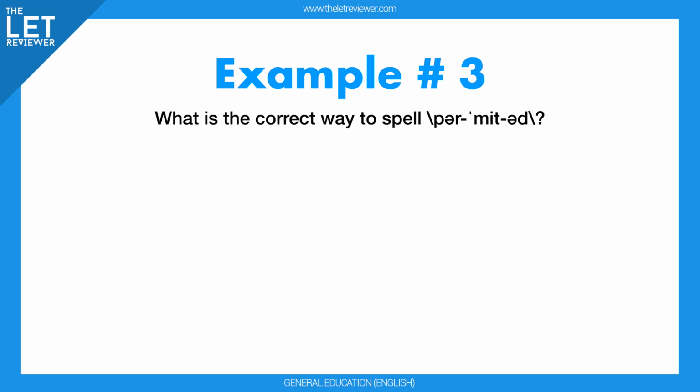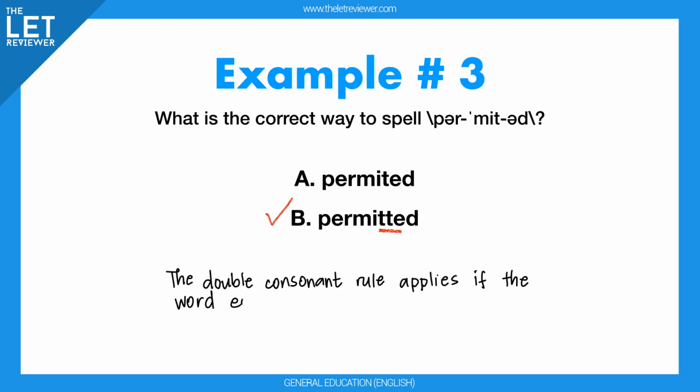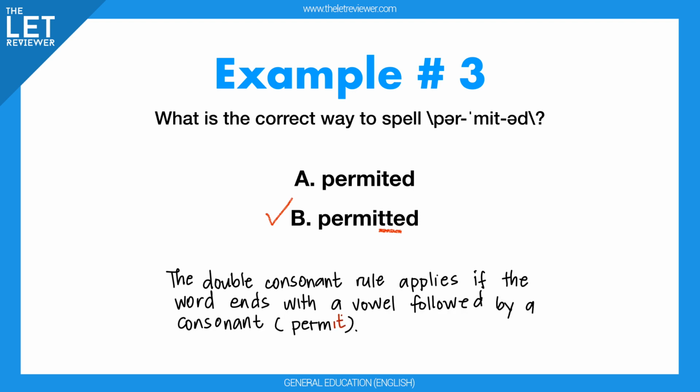How do you spell permitted? The correct way to spell it is to double the T, since the word ends with a vowel followed by a consonant. So the correct spelling is PERMITTED.